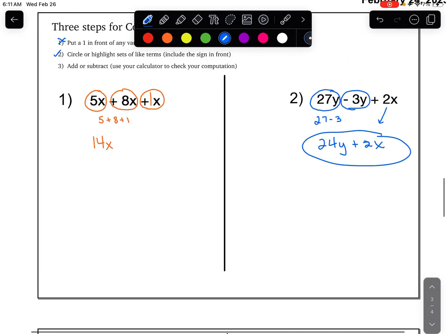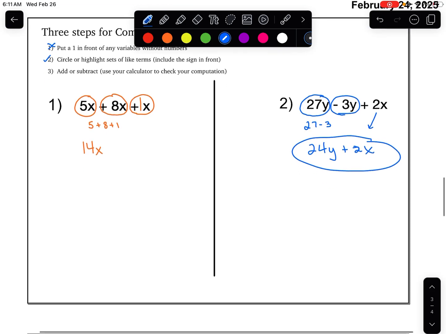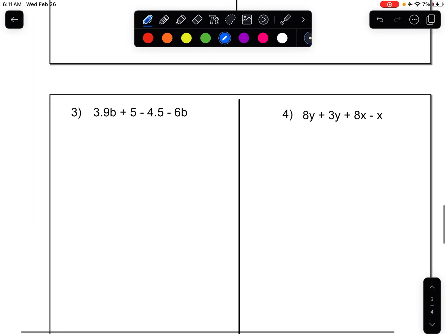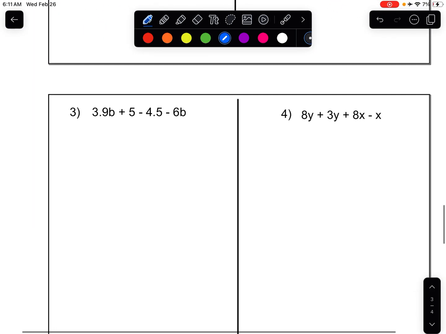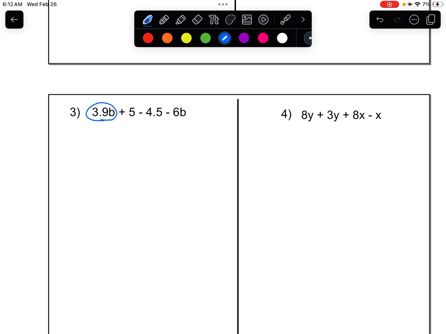Okay, so we're still using our same steps that are up here, right? So we're going to put a 1 in front of any variable that doesn't have a number. And in this case, we don't have any, right? So step 2 would be to group our like terms. So I see a b here, and I see a b here. All right, so those are our two b's.